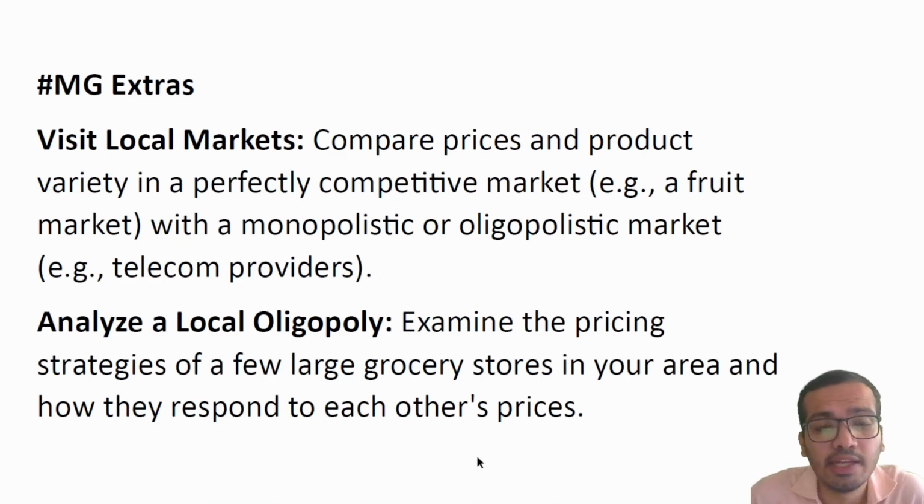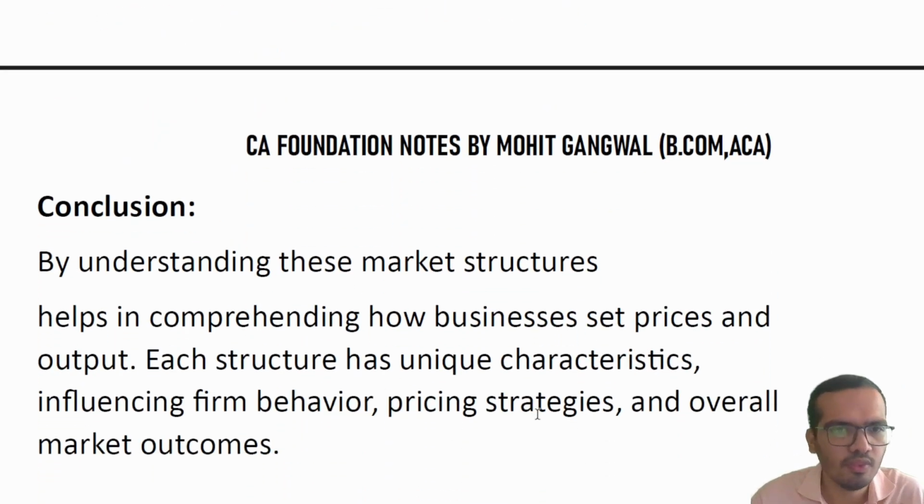And second, analyze the local oligopoly. That is, examine the pricing strategies of a few large grocery stores in your area and how they respond to each other's prices. So you have to visit 2 or 3 local grocery stores like Minimart or D-Mart or any other mart store, and try to analyze the pricing of 3 or 4 different products, how they are responding to each other, and also to the local market or local commodity price.